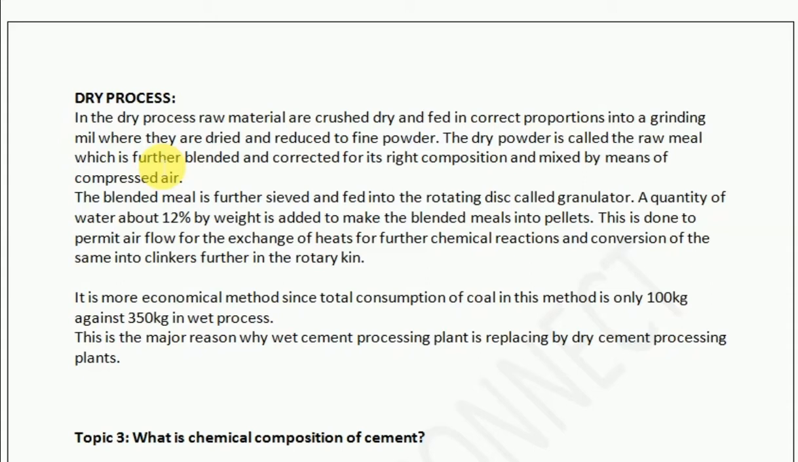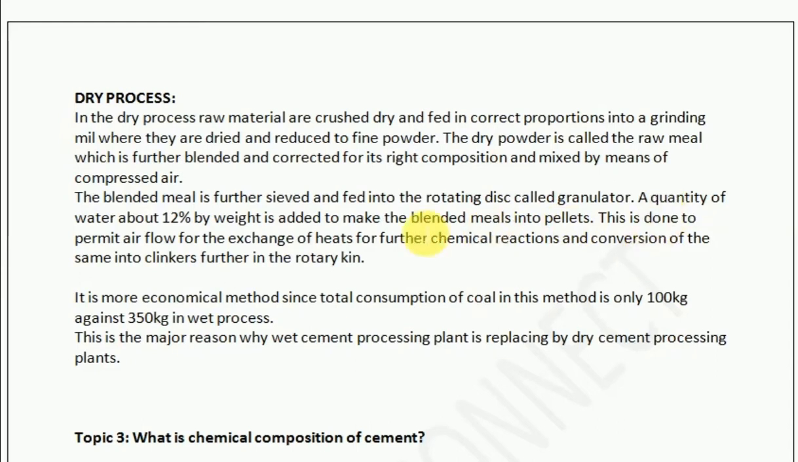It is ground in a dry condition, and then by means of compressed air it is mixed in the correct proportion. Now the blended meal is further sieved and fed into a rotating disc called a granulator. A quantity of water, about 12% by weight, is added to make the blended meal into pellets. So only 12% water is added, whereas in the wet process 30 to 40% water is added. So water use is highly reduced in the dry process.